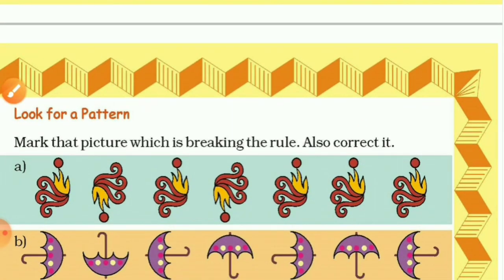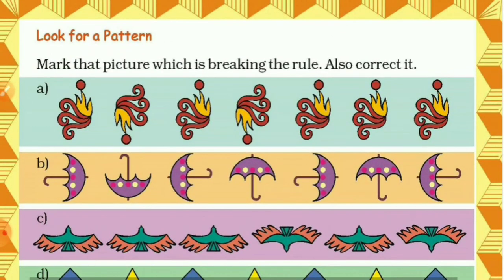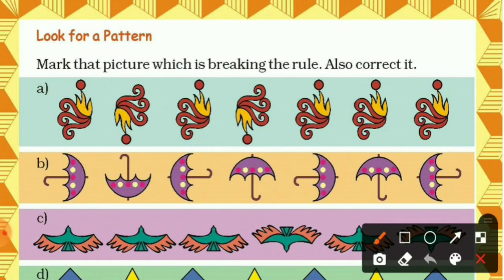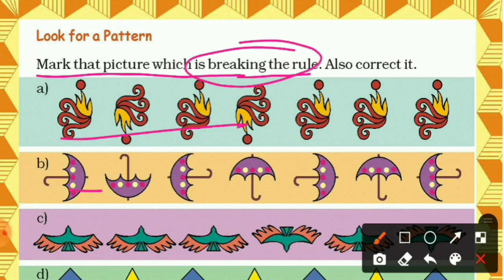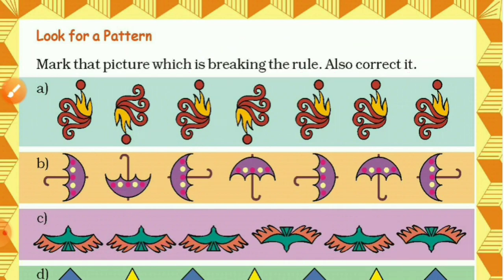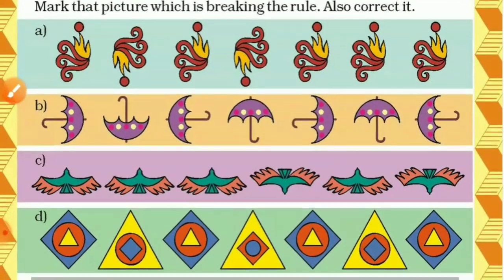Now come to the second question. Look for a pattern. So it is different from the previous question. So what is the question? Mark that picture which is breaking the rule. Okay, all the pictures are in their patterns and rules, but one picture is breaking the rule. So find it and correct it. So let's find it and we will try to correct it.